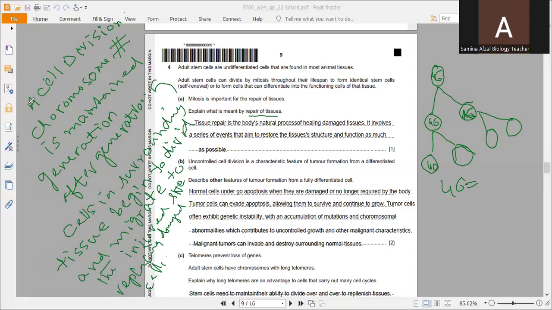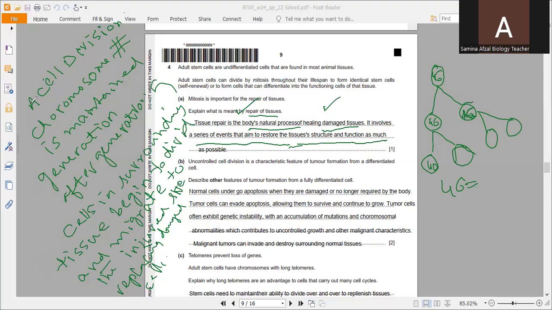Tissue repair is a natural process. It has to occur, and healing damaged tissues involves a series of events that aim to restore the tissue's structure and function as much as possible. In this way, tissue repair takes place by mitosis.